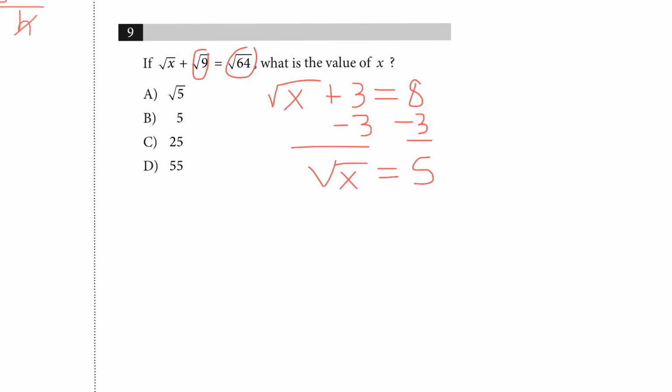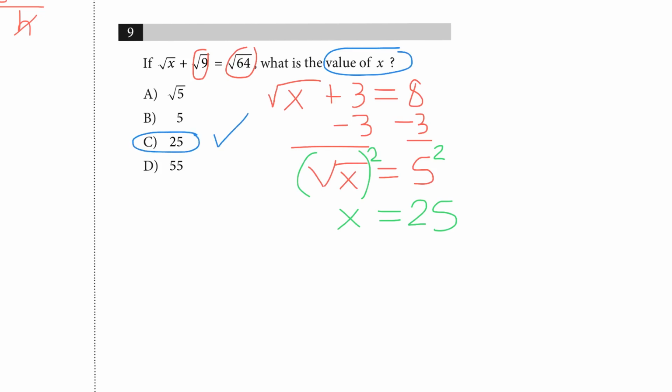But just to show the steps here, we could square both sides, and that'll get rid of the square root. The squared cancels the square root. So now we have x is equal to 5 squared, which is 25. So in this case, if x equals 25, they're asking for the value of x, so x is 25. And the answer for number 9 was C. Okay, and we'll move on to number 10.